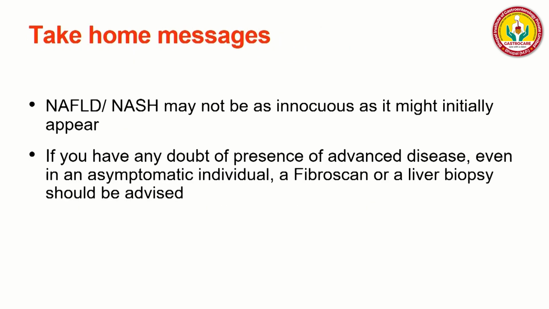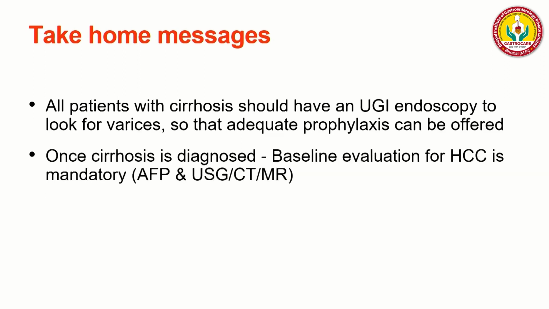So from case 2, the take-home message is NAFLD and NASH may not be as innocuous as they might initially appear. You can have cirrhosis in a significant number of patients, and many of these actually have HCC. If you have any doubt about the presence of advanced liver disease, even in an asymptomatic individual, please get a fibroscan. Biopsy, I would not advise now, but fibroscan is mandatory for evaluation of any patient with suspected chronic liver disease.